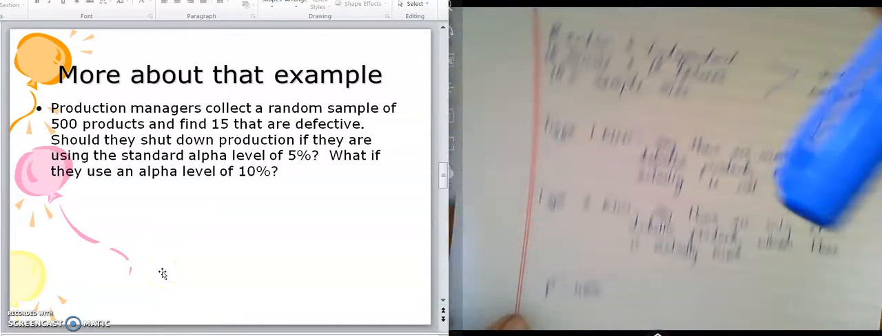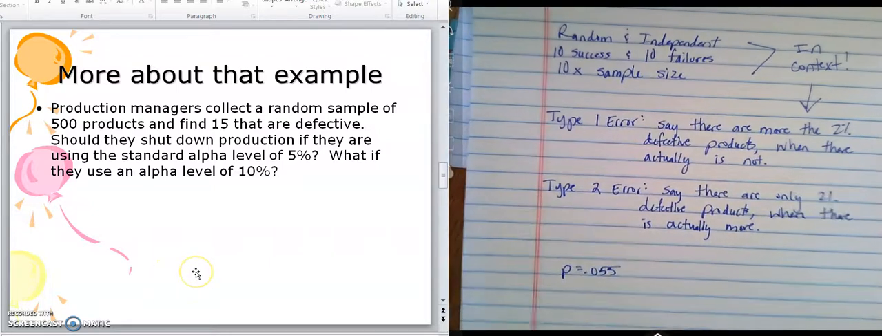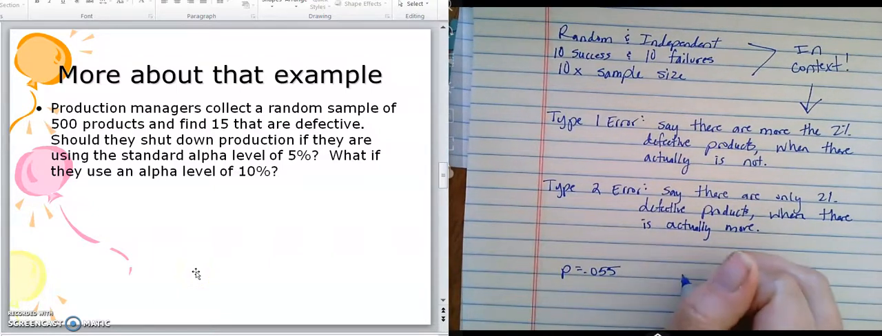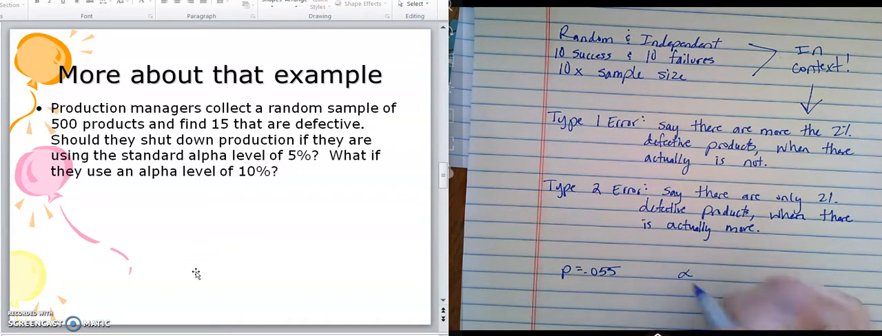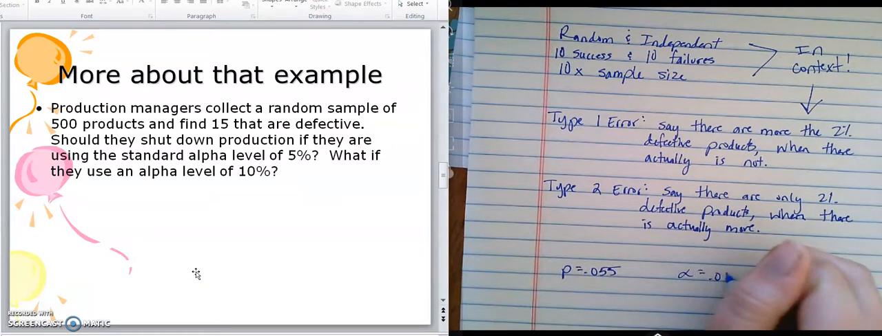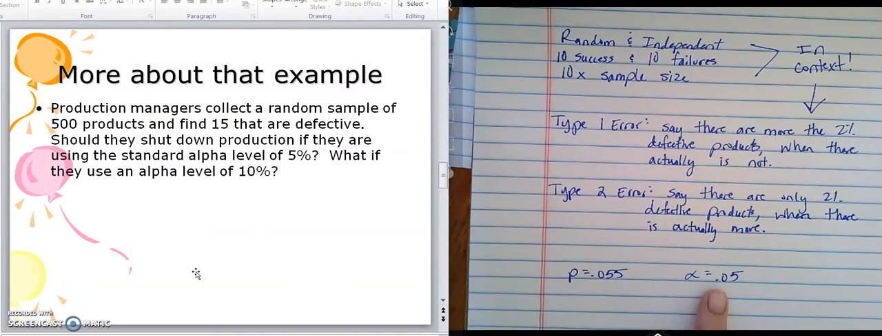So if my p is 0.055, if we're looking at an alpha level of 5%, this is the symbol for alpha, by the way, so you may see that. Kind of looks like a poorly drawn fish. If my alpha is 0.05, this p-value is greater than my alpha level. When my p-value is greater than my alpha level, I retain the null.